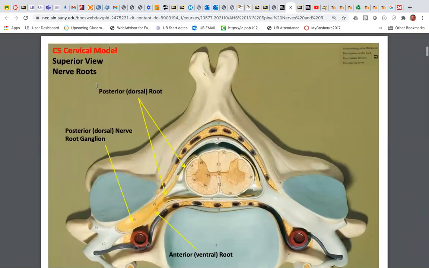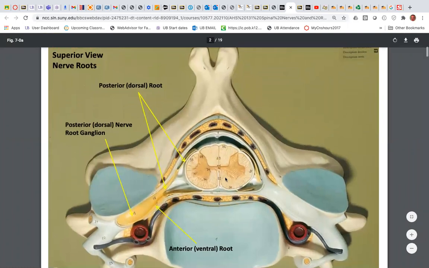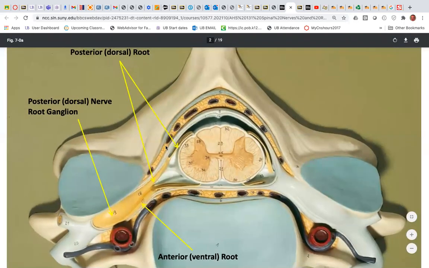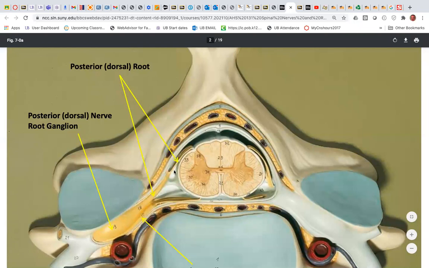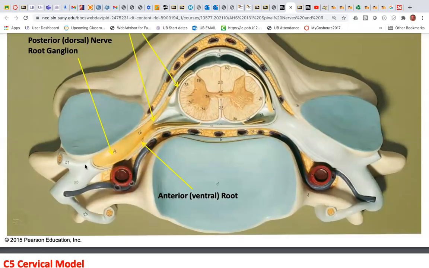Here, we're looking at a C5 cervical vertebrae. It's the superior view, bird's eye view, looking down. This is showing, again, dorsal root, but we just made the delineation between this arrow, which is dorsal rootlets, and this arrow, which is the dorsal root. 17 right here is the ventral root, but these are ventral rootlets. This is the DRG, the dorsal root ganglia. And what we just covered before, spinal nerve. 21 is the dorsal ramus. 20 is the ventral ramus.